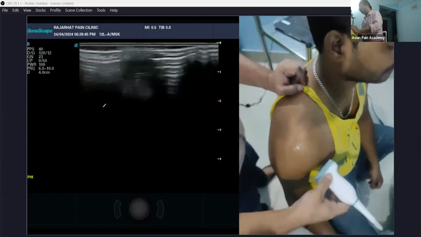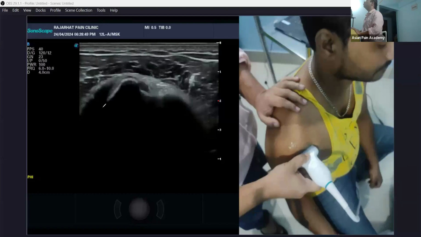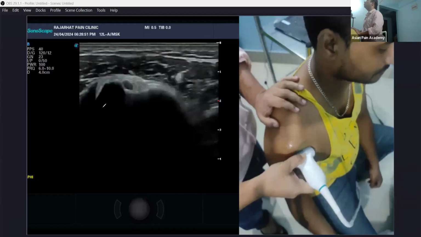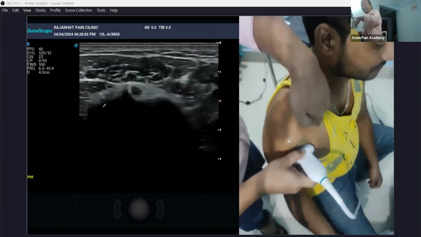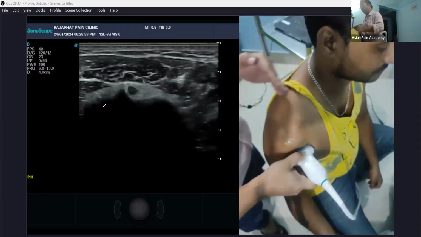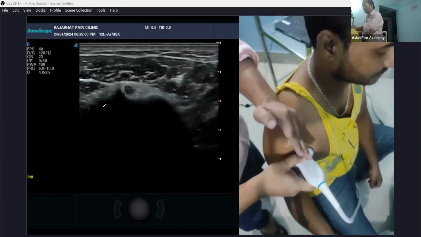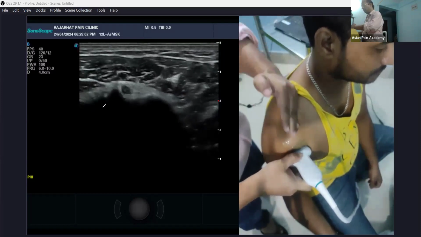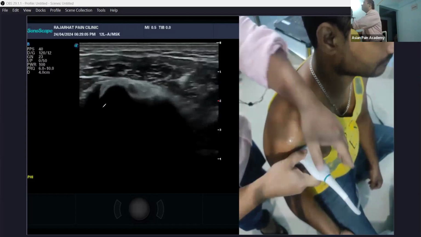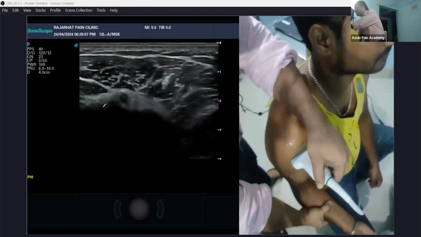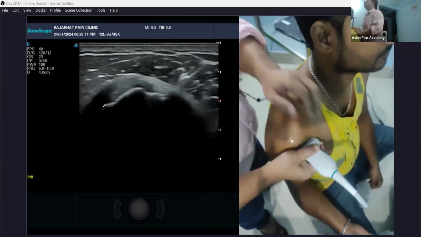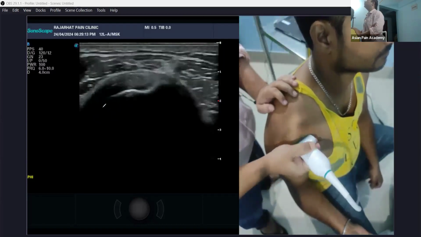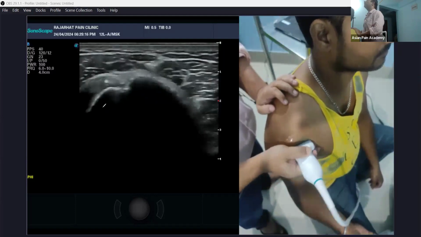First, let us go from the lesser tuberosity to the subscapularis muscle. The subscapularis comes from the subscapular fossa on the anterior side, and joins like this, from the subscapular fossa to the lesser tuberosity. Now we will again keep it in the neutral position to see.